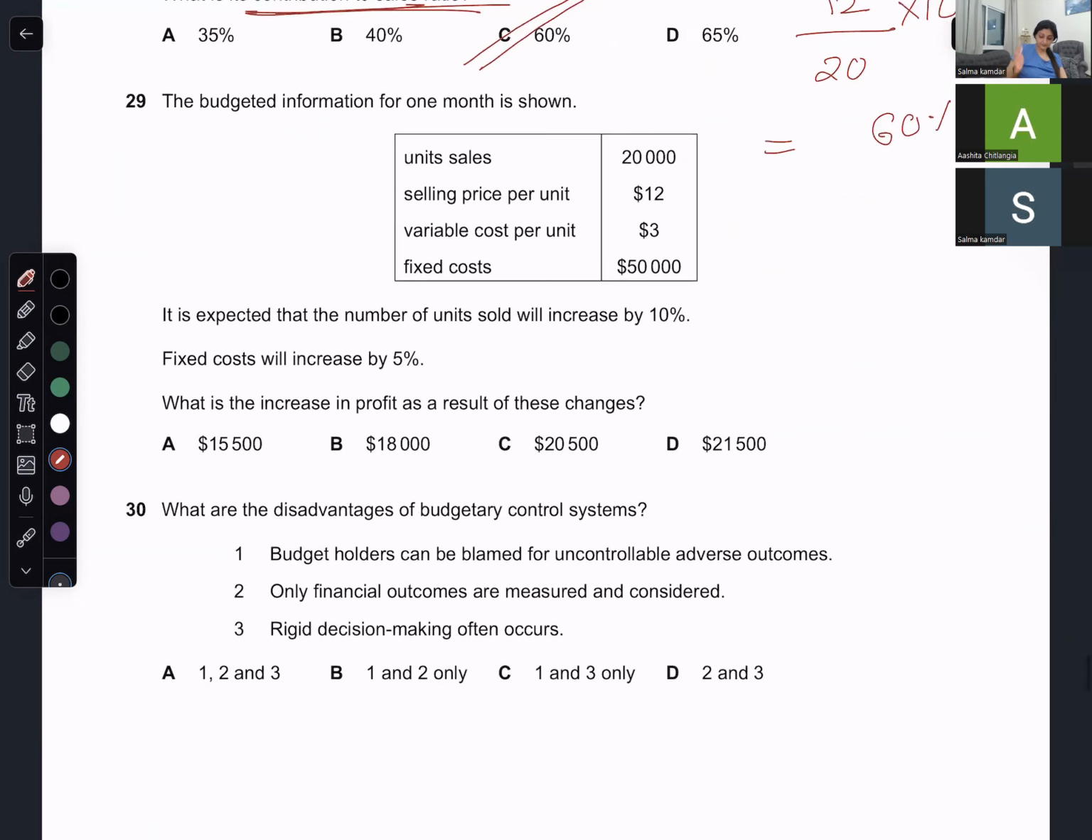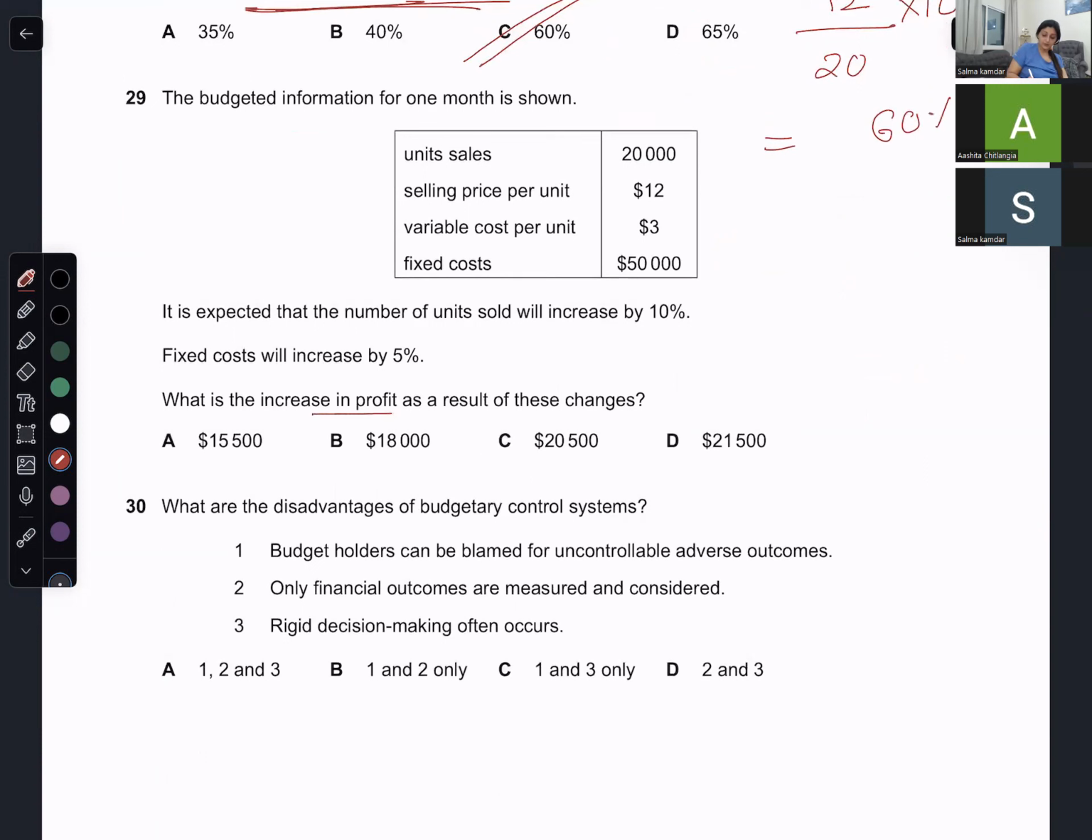The budgeted information they want is the increase in profit as a result of changes. First, give me the original one. What is the original contribution? 12 minus 3 is 9. So 9 into 20,000 is 180,000, minus fixed costs 50,000. Profit is 130,000.